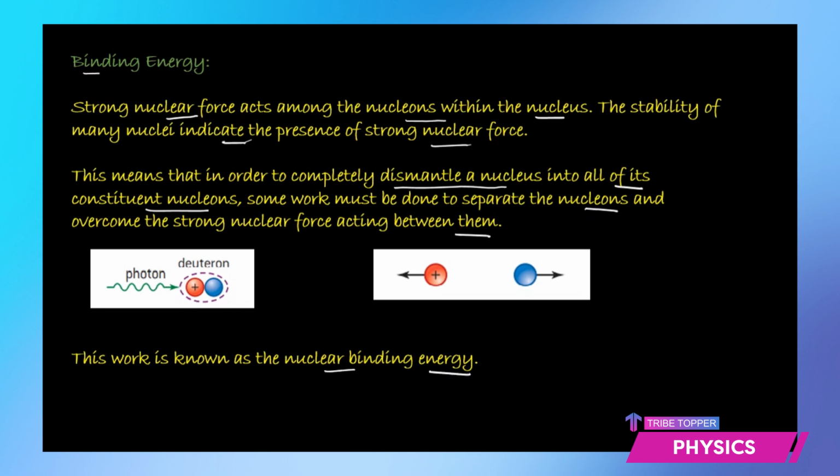Now we understand where this binding energy comes from. Because we have learned so far, whenever some work is done, it gets stored in one or the other form of energy like potential energy or kinetic energy. And here, because we are overcoming the binding force of the nucleons, the work done will be stored as the nuclear binding energy. As you can see here, this is a neutron and a proton together, and some kind of photon strikes and energy is applied to separate these two nucleons. So that is known as the nuclear binding energy.